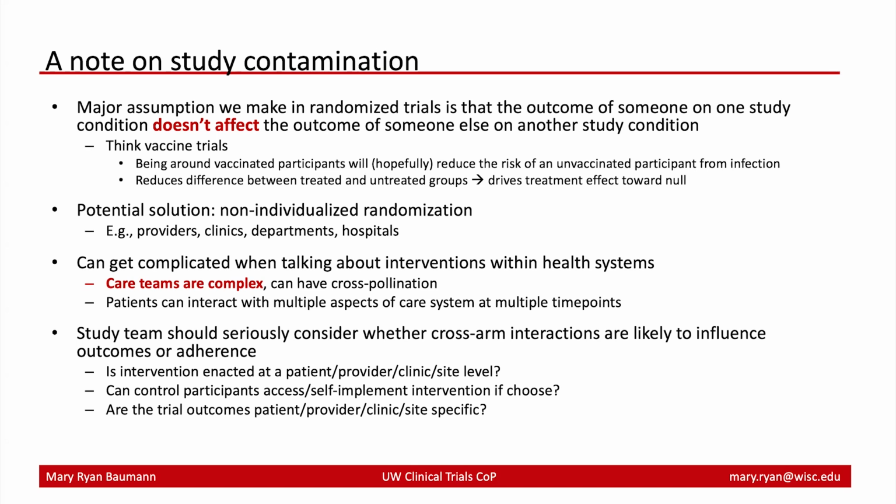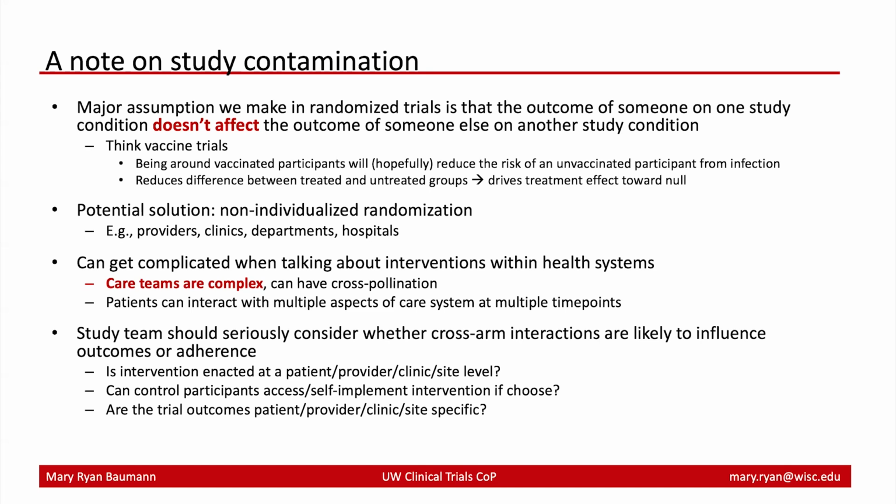And so understanding whether you're going to have potential interaction between your study arms, and what exactly your teams and system look like, is really important in pragmatic trials, and whether that interaction is actually going to meaningfully influence outcomes or adherence. And this will depend on the level at which the intervention is enacted. Is it administered to participants? Is it administered to providers who administer to participants? Is it a training that happens at the system level that affects everyone, that moves through the system?